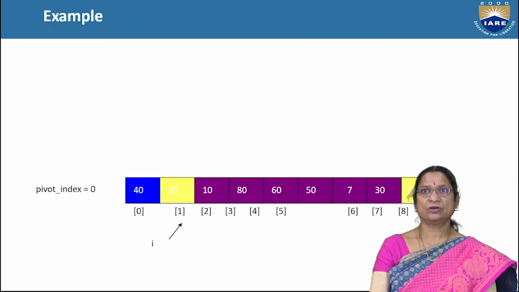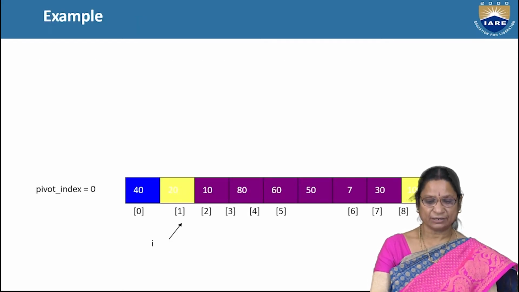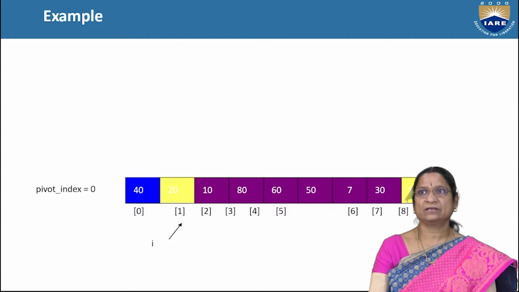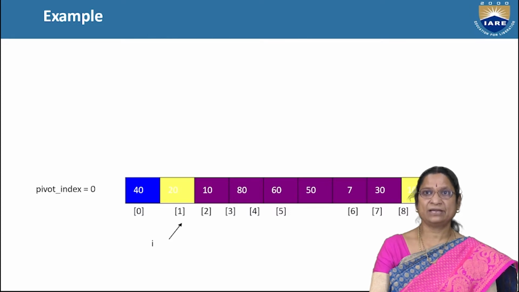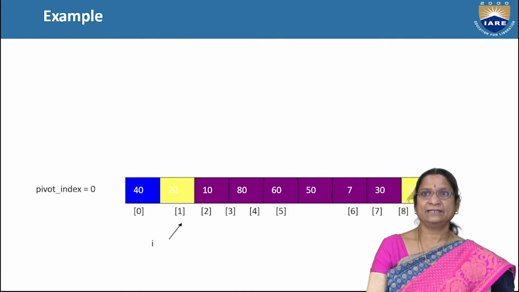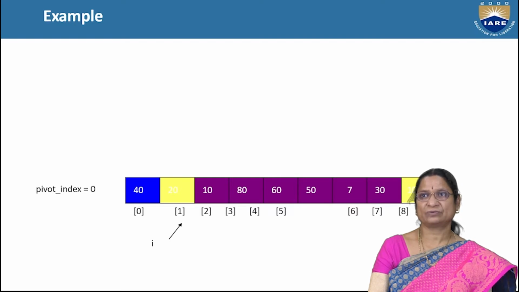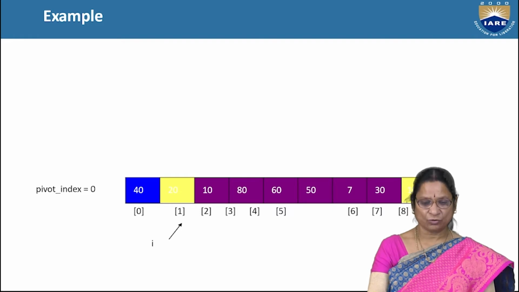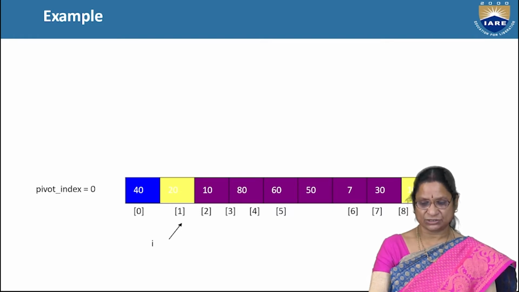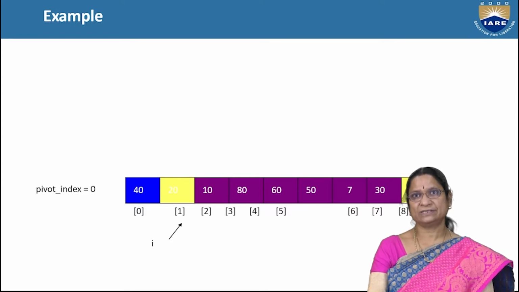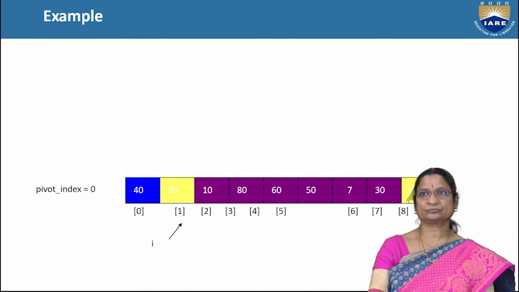Let us assume the pivot is 40 and the elements are 40, 20, 10, 80, 60, 50, 30, and so on. The yellow color indicates the movement of the ith index from left to right and the jth index from right to left. J initially is at the last position, and I is at position 1, with the pivot element at index 0, shown in blue.